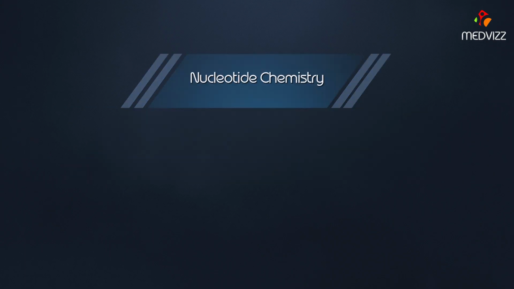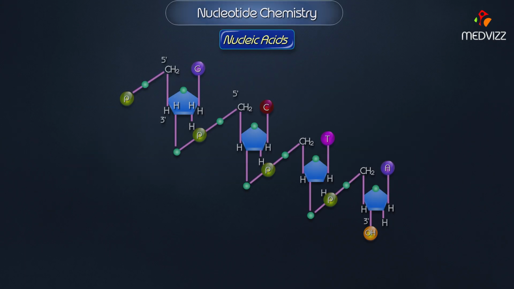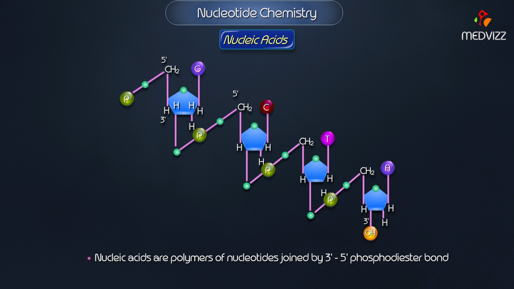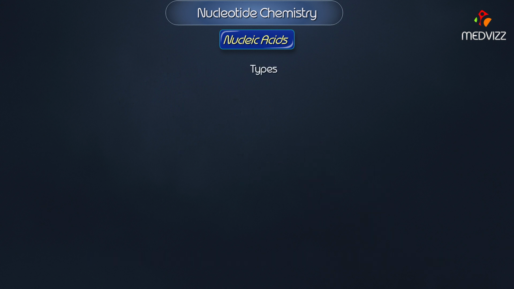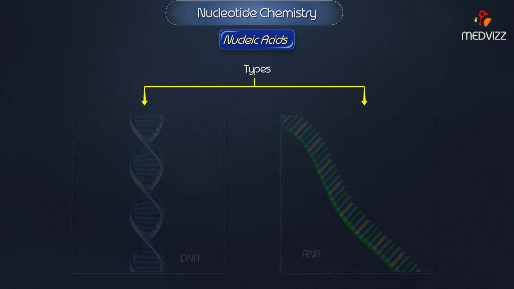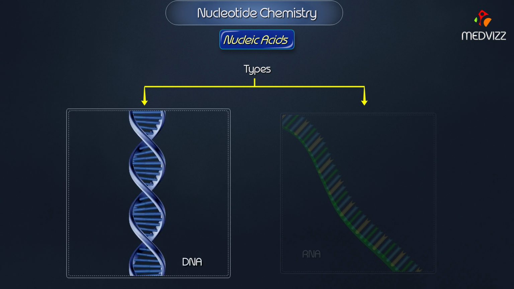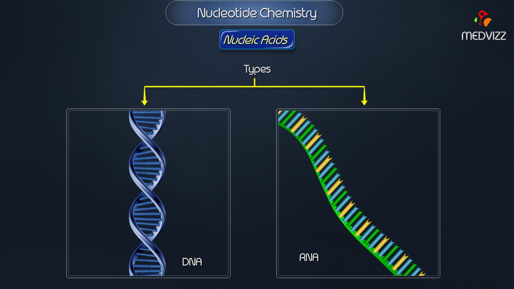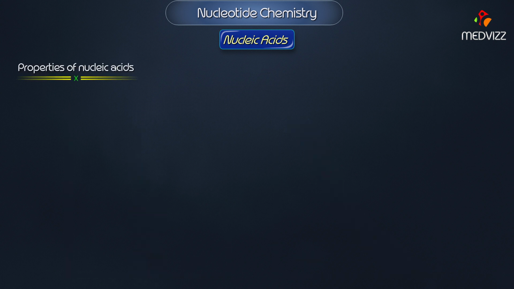Nucleotide Chemistry. Nucleic acids. Nucleic acids are polymers of nucleotides joined by 3',5'-phosphodiester bonds. Types. There are two types of nucleic acids: deoxyribonucleic acid and ribonucleic acid. Properties of nucleic acids. Nucleotides are polyfunctional acids.